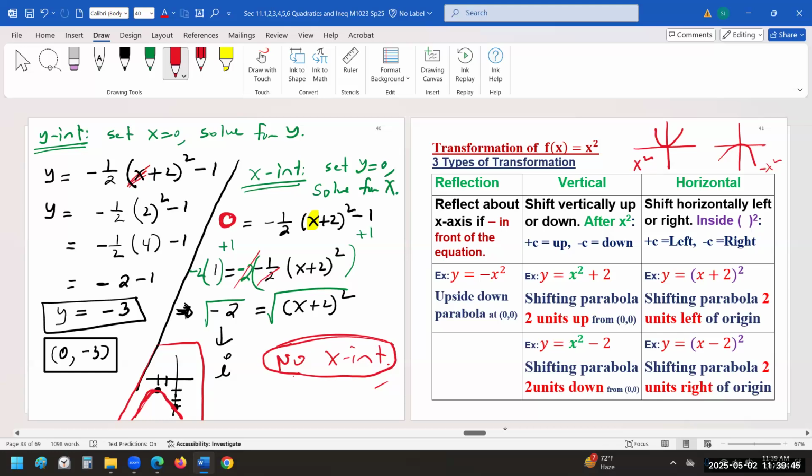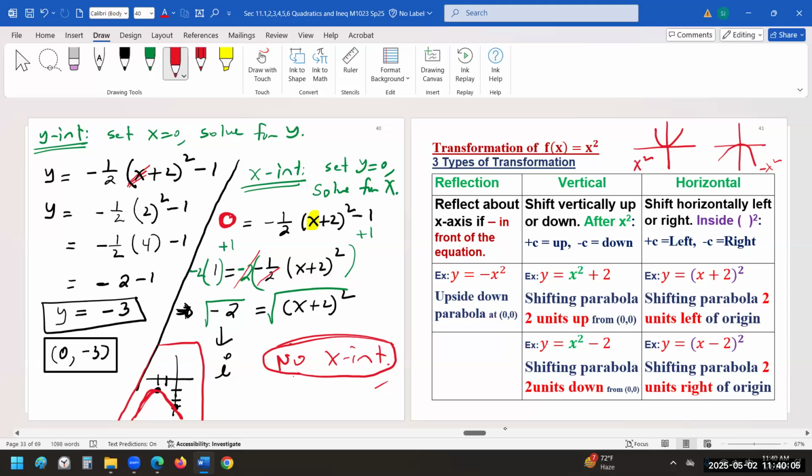Reflection means if you have a negative sign in front of your parabola, in front of your function, then it reflects about the x-axis. So if it's positive, it's upward. If it's negative, it's downward. So anytime you have a negative x squared, it reflects about the x-axis.